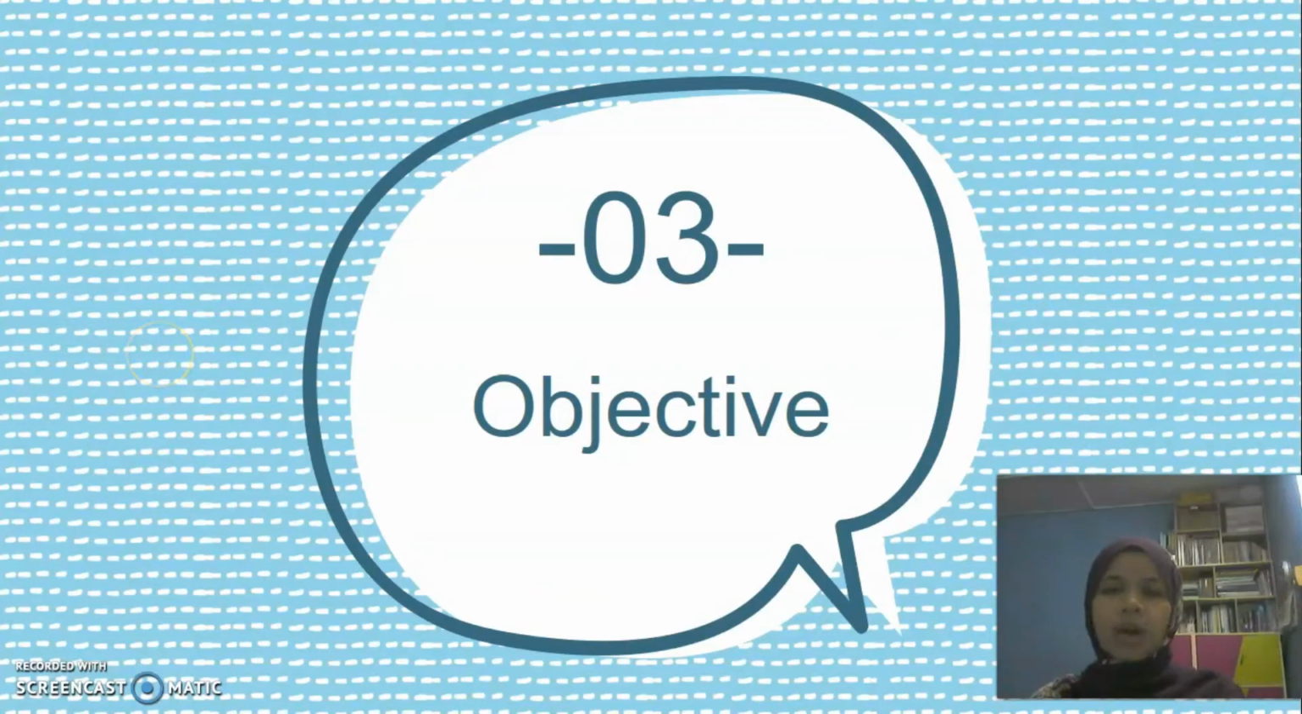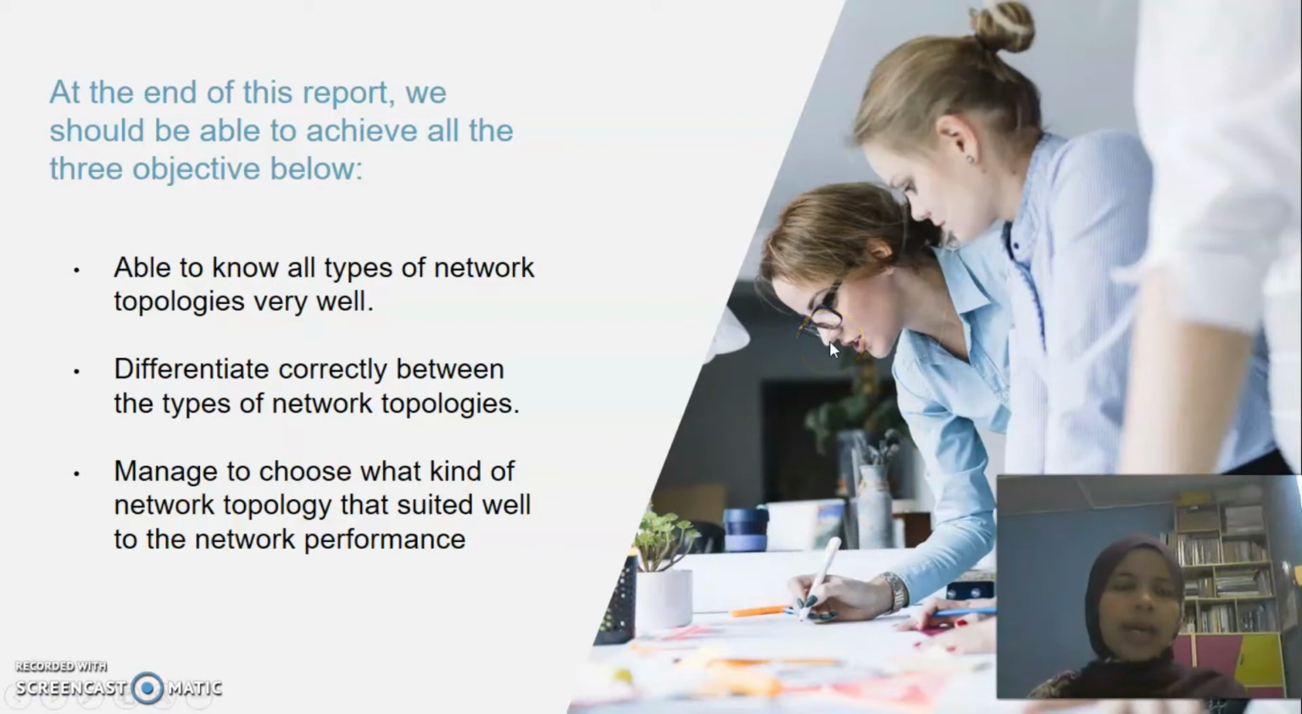Okay, the third one is objective of the report. At the end of this report, we should be able to achieve all the three objectives below. First one, be able to know all types of network topologies very well. Second one, differentiate correctly between all types of network topologies. The third one, manage to choose what kind of network topology that suit well to the network performance.